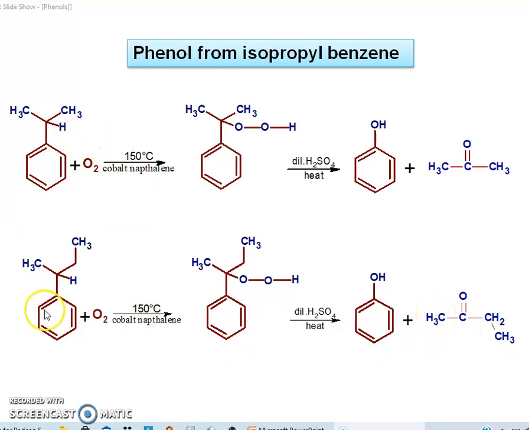So by using this method we prepare phenol as the target molecule, and the byproduct is a ketone.